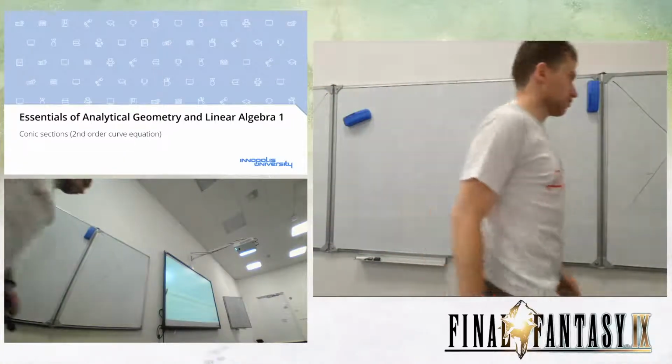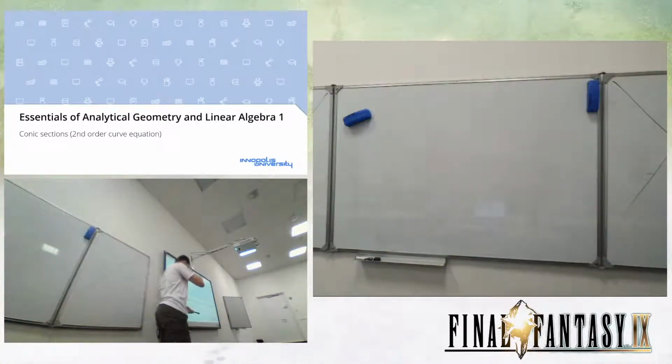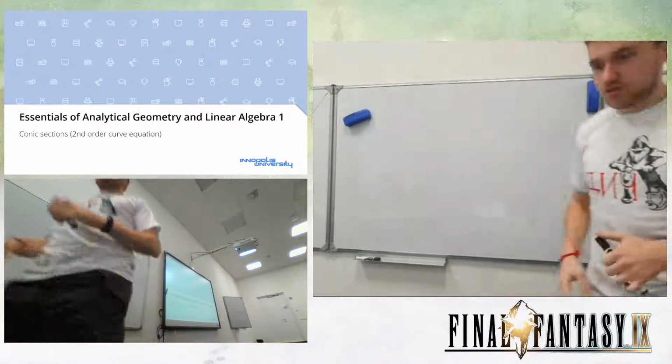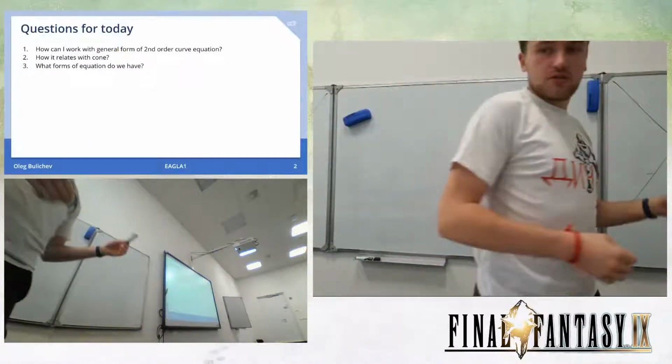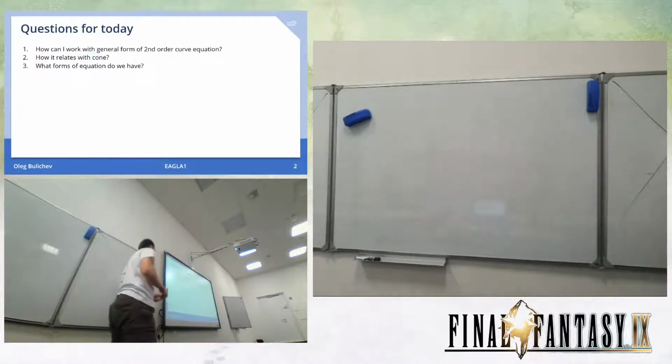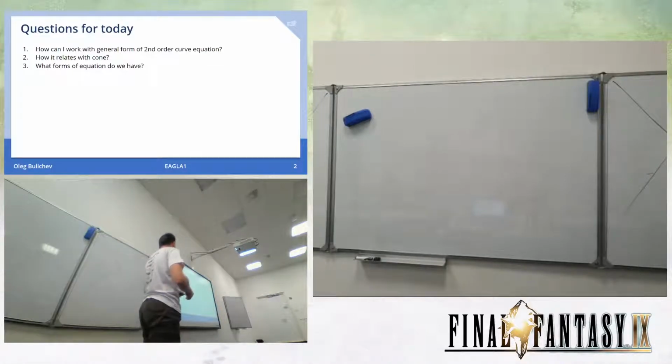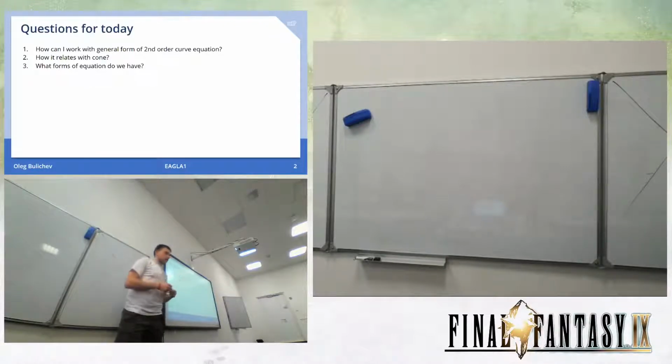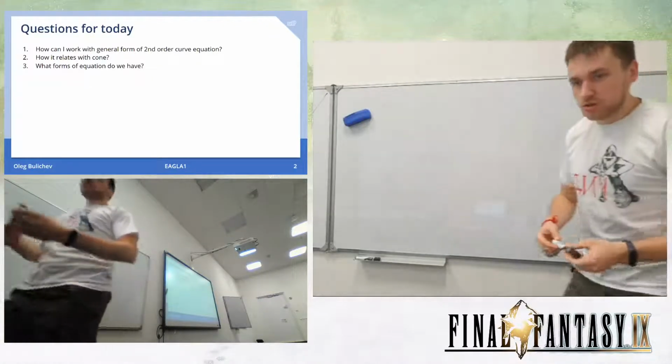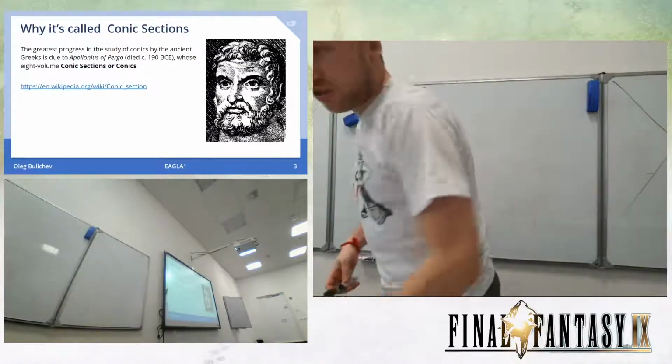So our today's topic is conic sections, or second order equations. Today we should answer these questions: how to work with the general form, what is related to this cone, and what form of equation do we have. First of all, I'd like to answer why it's called a conic section.